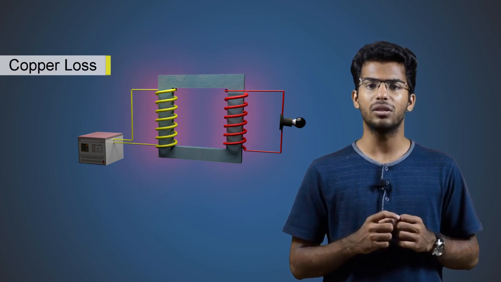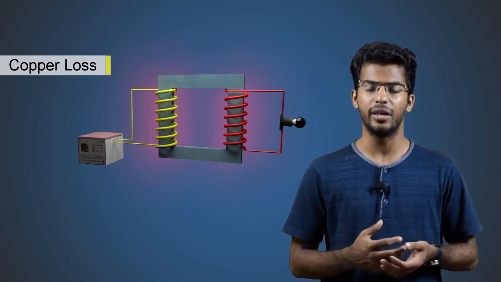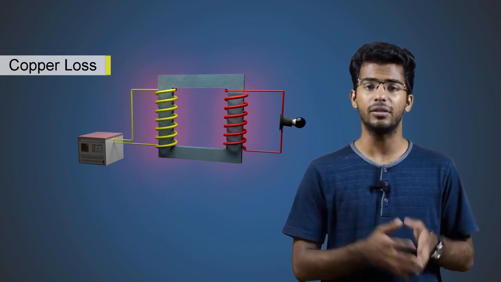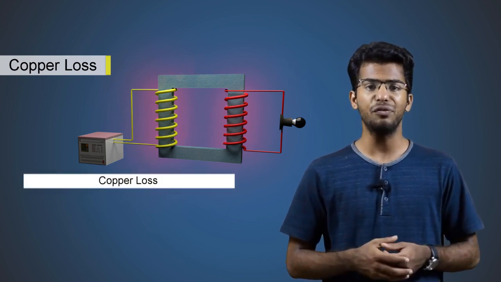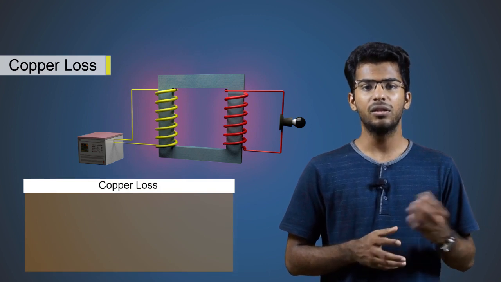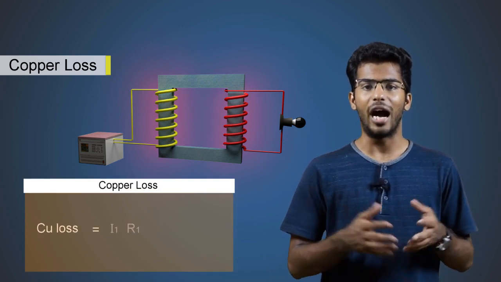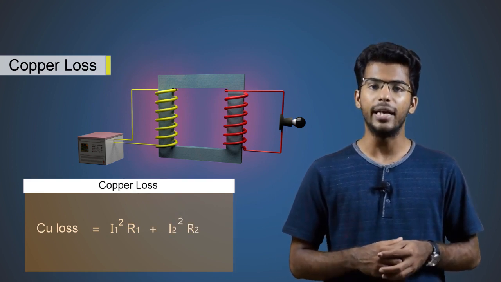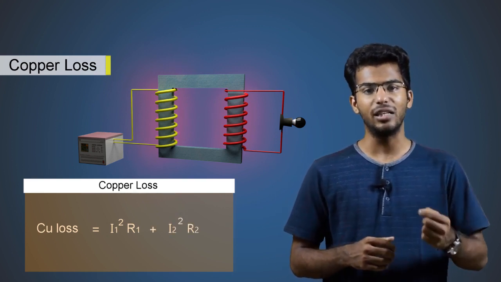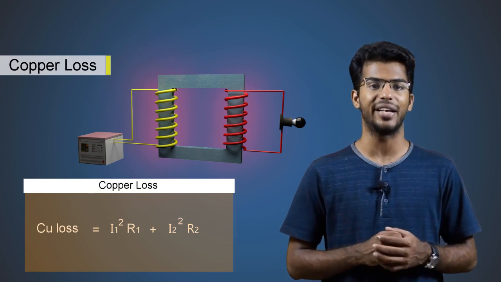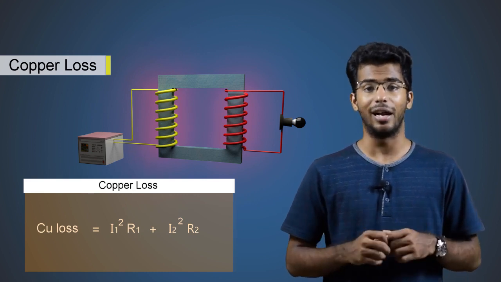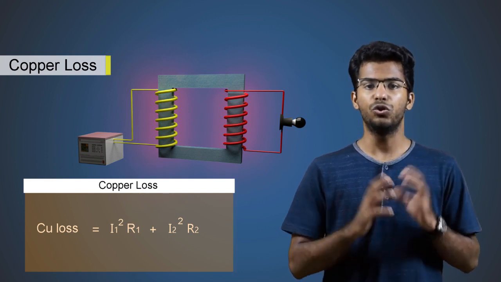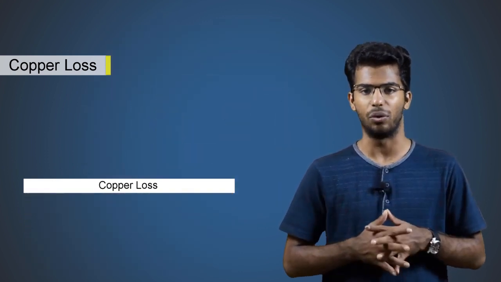The copper loss is dependent on the load current. If the load is more, then the current will be more. This will increase the loss. The expression for copper loss is Cu loss equals I1 square R1 plus I2 square R2. Here, I1 and I2 are the currents flowing in the primary and the secondary coils. R1 and R2 are the resistances of these coils. So, those are the losses we have in a transformer.